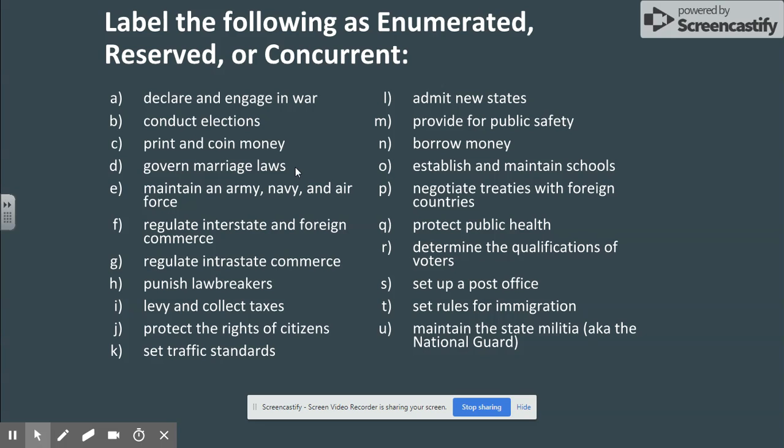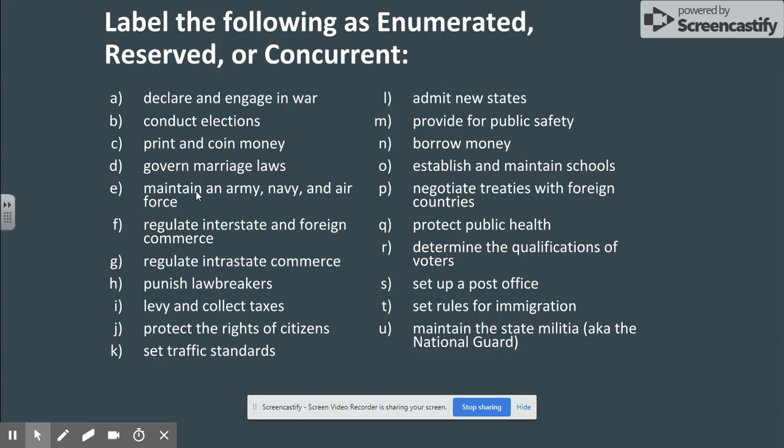Govern marriage laws. This is also going to be up to the states. Similar to elections, there are some national laws that people have to follow, but states can decide who and when people can get married. For example, did you know that you can get married in Missouri when you're 16 years old if you have your parents' permission? Sounds pretty young to me, but that is what Missouri says.